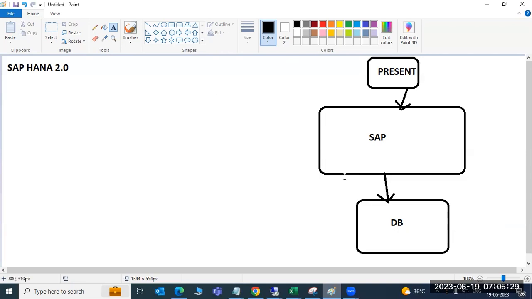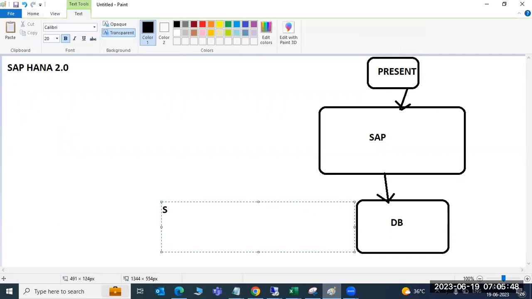Just like the SAP application, in the database also a number of databases are available. We are discussing HANA, but in the market we have many databases. The first is SQL Server, which is a Microsoft database. Then Oracle, then IBM DB2, then MaxDB, Sybase. Like that we have many databases in the market, and nowadays HANA as well.